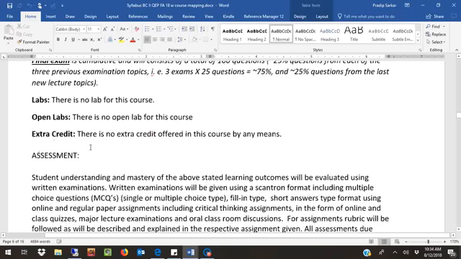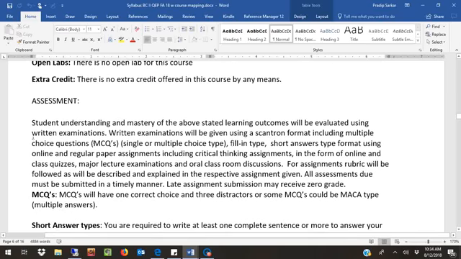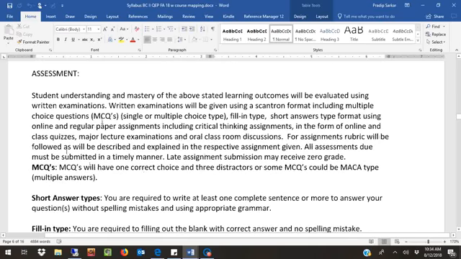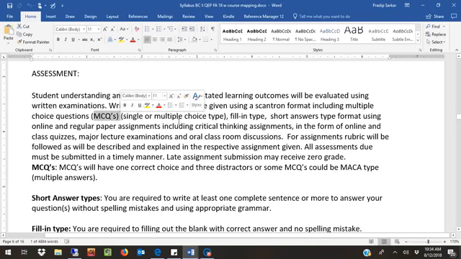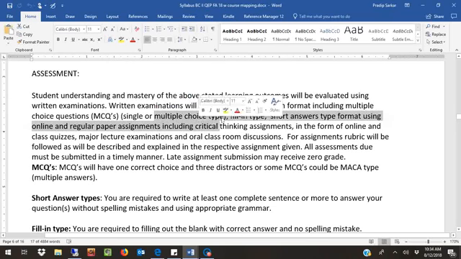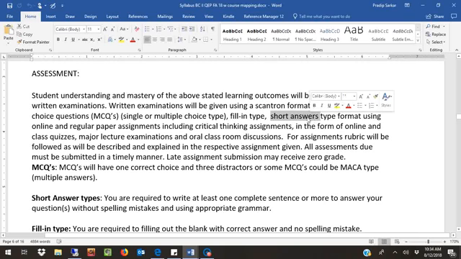I do not give any extra credits in this course. Most of the questions that we are asking you will be the MCQ type, single multiple choice questions. There could be some filling type questions, but I have the right to give you short answer types also, or one essay type or two essay type questions here.